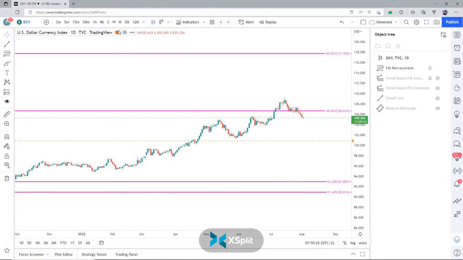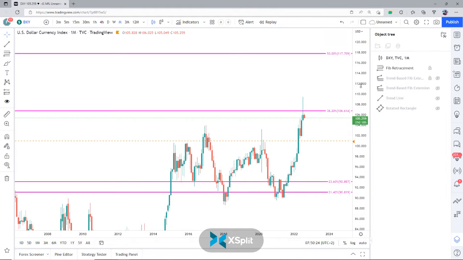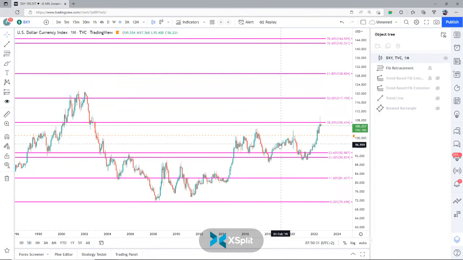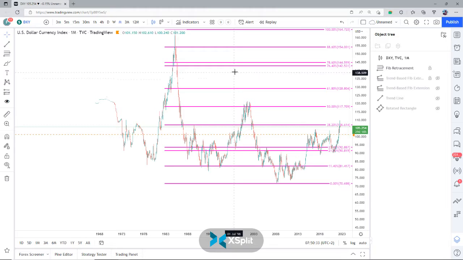So besides this fib and the retest of the trend line, an important thing is we had a monthly close, and that's what I pointed out last week. We had a monthly close under the 38.2 fib. This is the all-time fib of the DXY.